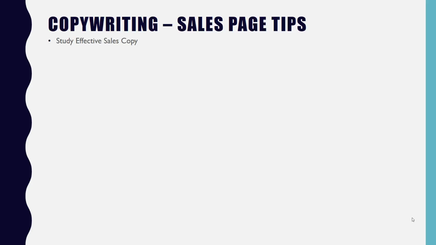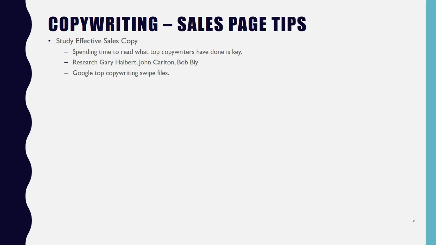This is one area that I actually like to study because I can always be better at it. Spending time on the weekends or a little bit each day to read what top copywriters have done in the past is key. Look for people like Gary Halbert, John Carlton, Bob Bly. Those are great copywriters that you can actually research their top sales letters and get an idea from.